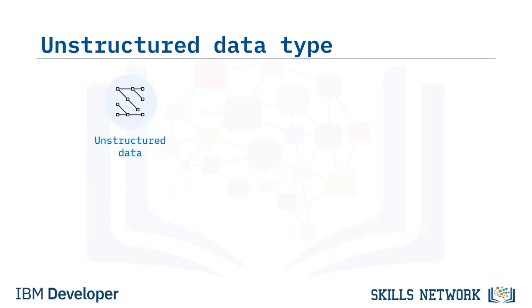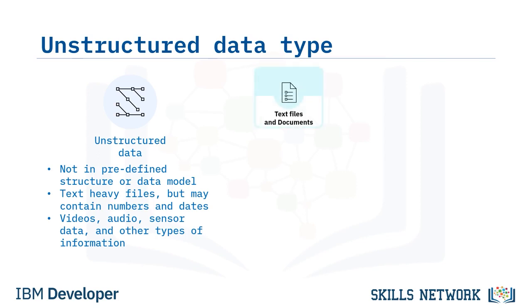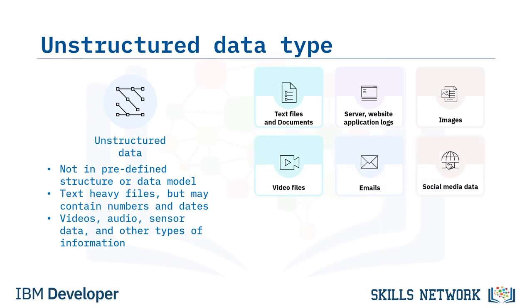Unstructured data contains a lot of types of information and is not organized in a predefined manner or data model. This type of data is usually text-heavy but may contain numbers, dates, and other characters. Videos, audio, and binary data files might not have a specific structure and are considered unstructured data. Some specific examples of unstructured data types are text files and documents, server website application logs, images, video files, emails, social media data, audio files, and sensor data.